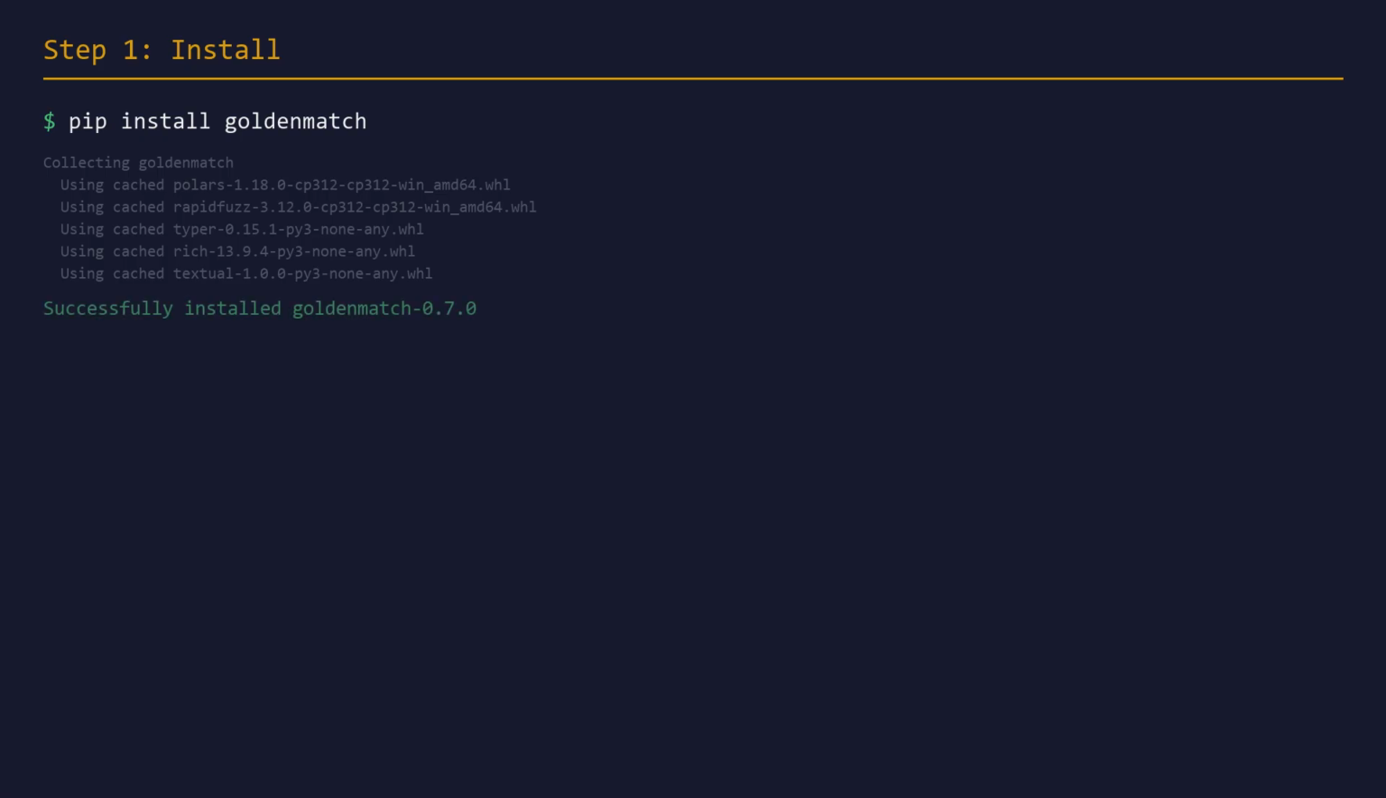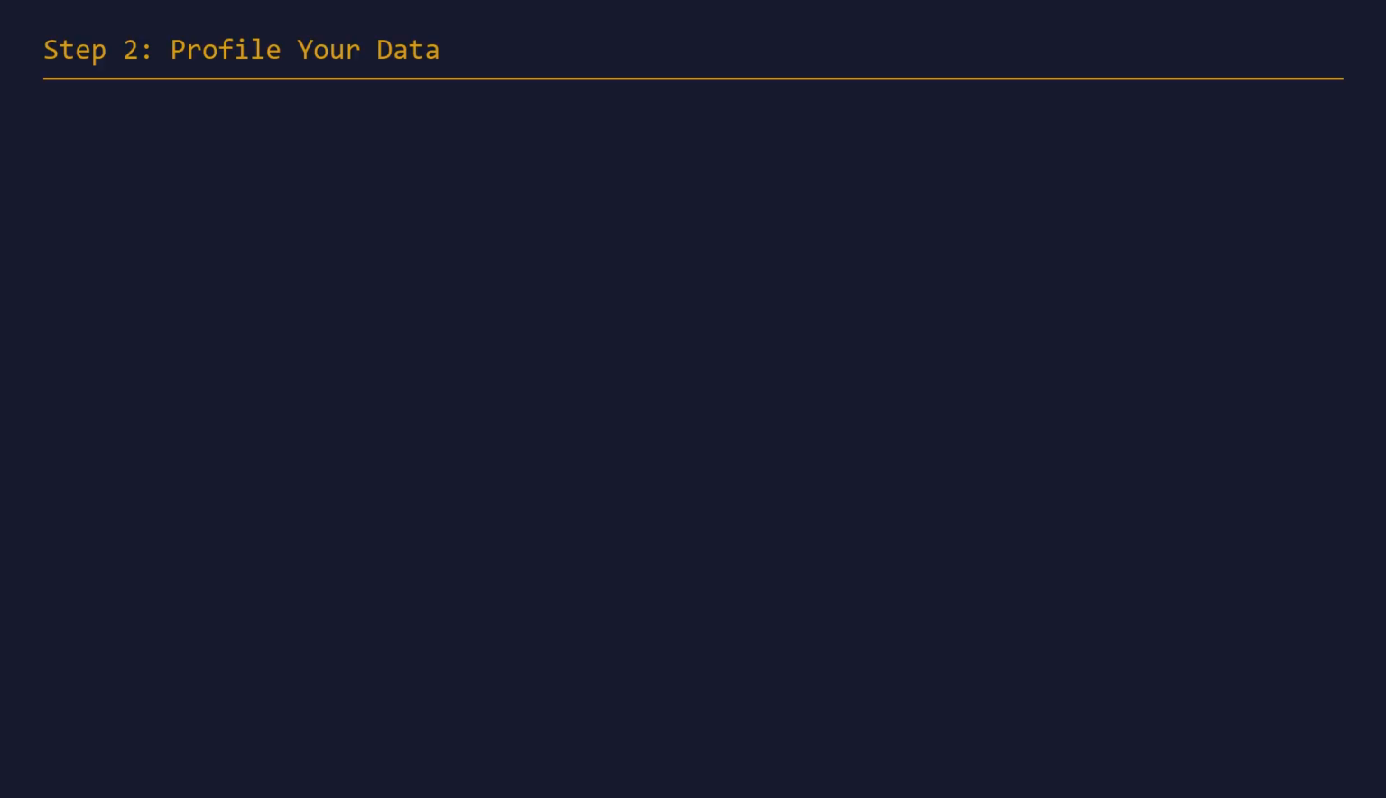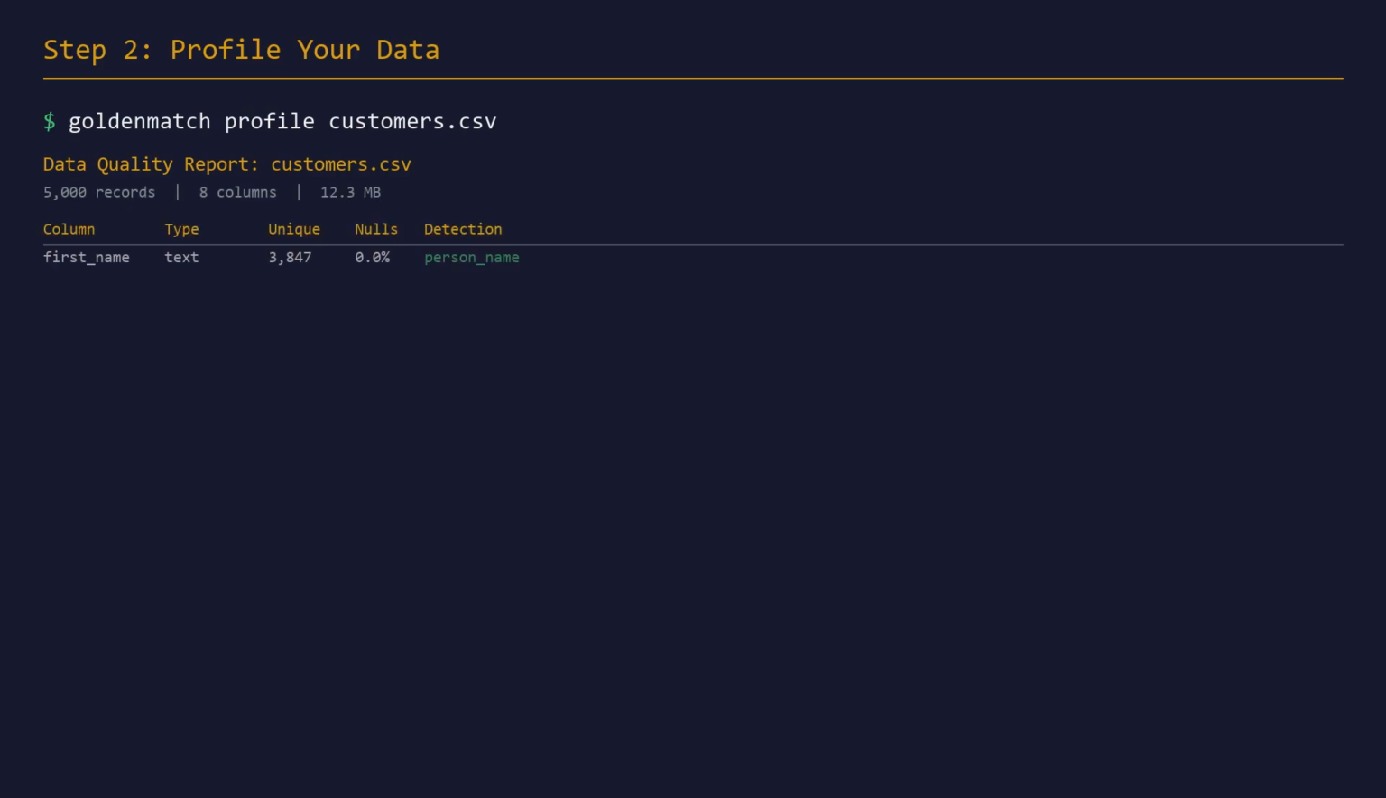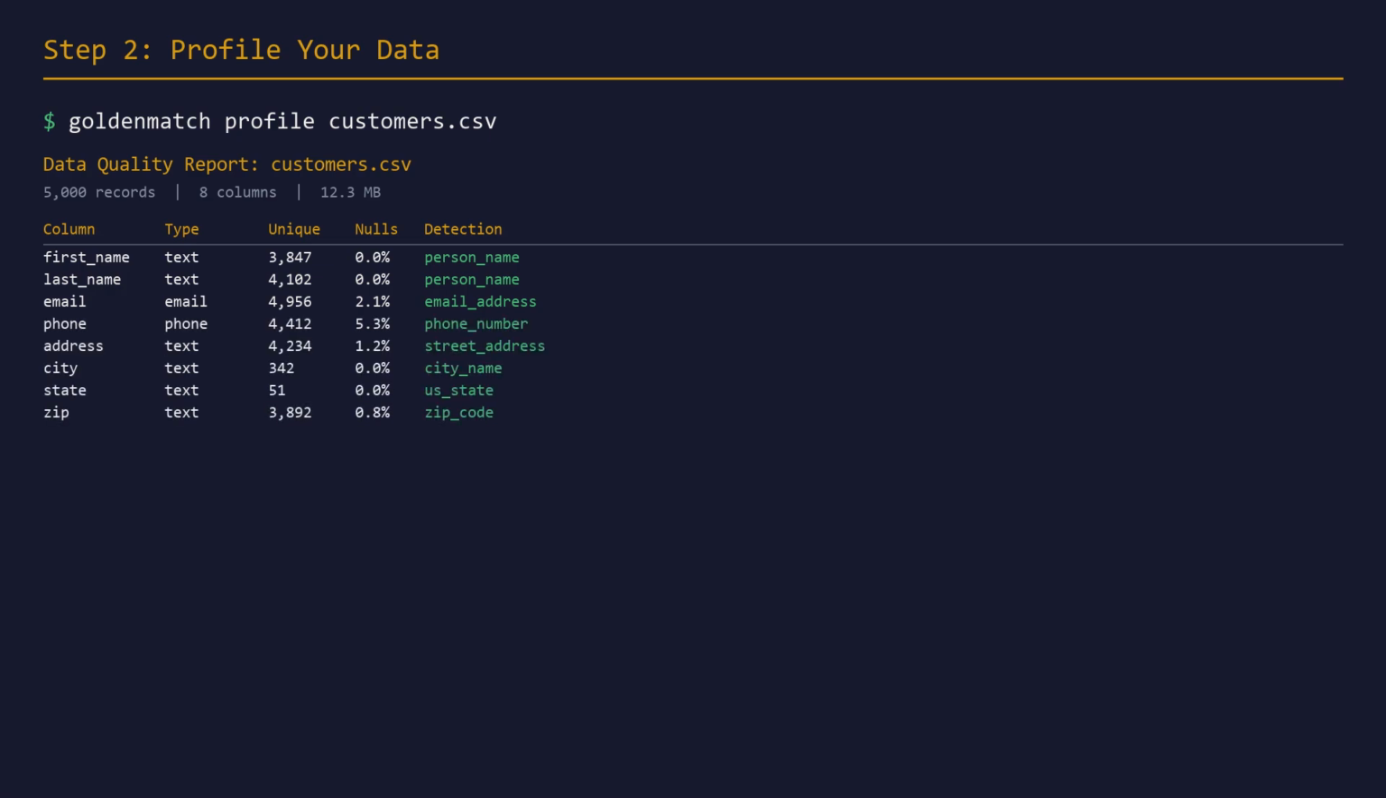Before deduplicating, profile your data. Run GoldenMatch profile with your CSV file. This scans every column and shows you the data types, unique counts, null rates, and what GoldenMatch auto-detected. It's a quick sanity check before matching.